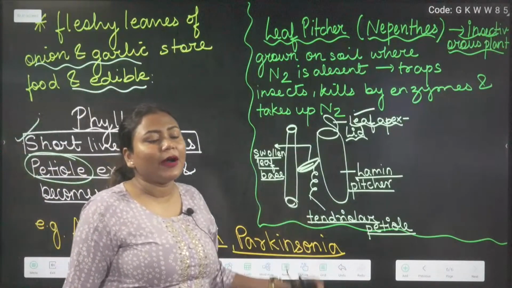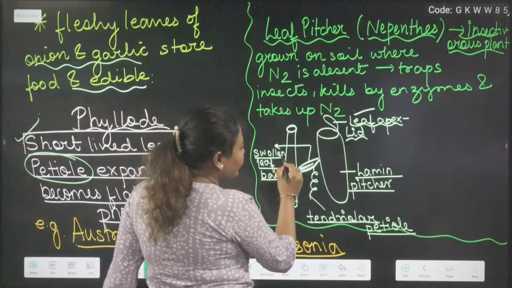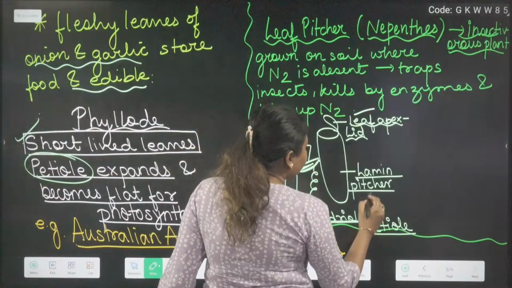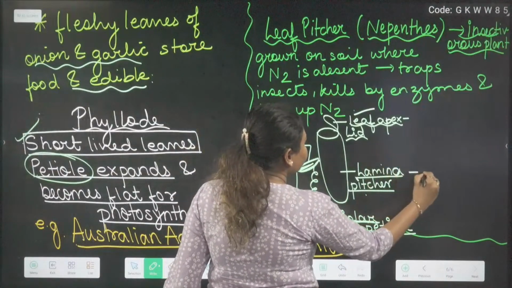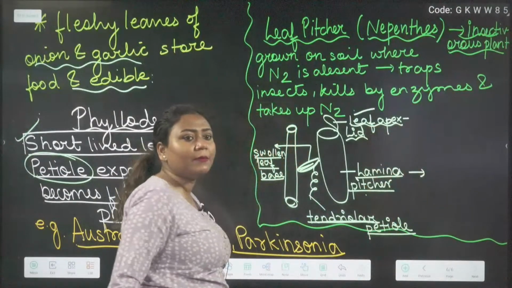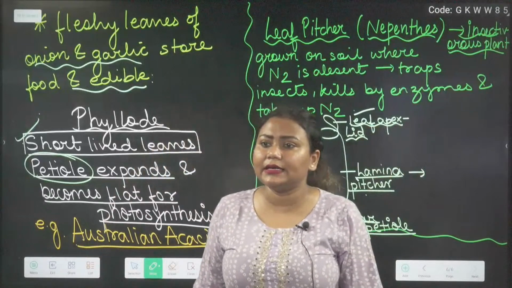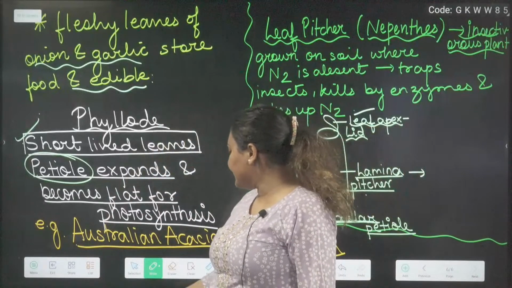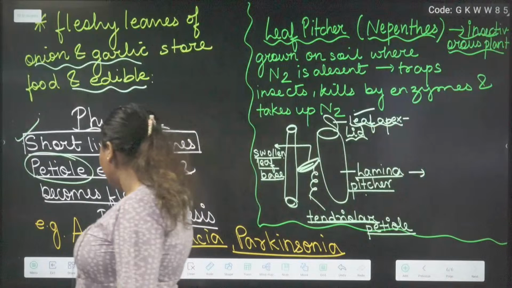Petiole. Already about pitcher plant I told you, leaf base is swollen, petiole is tendrillar, lamina becomes pitcher, and leaf apex becomes lid. Am I clear till here? Yes or no? I am sharing the QR code.